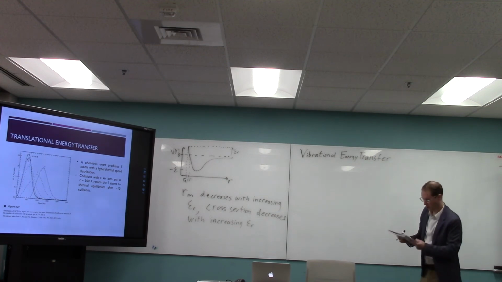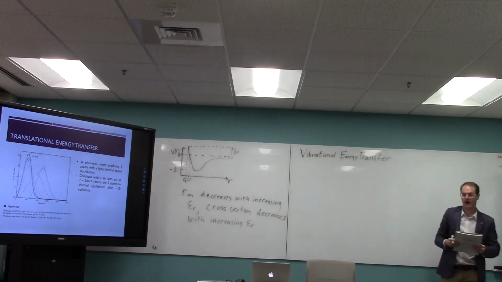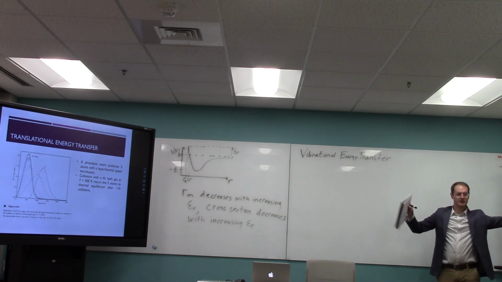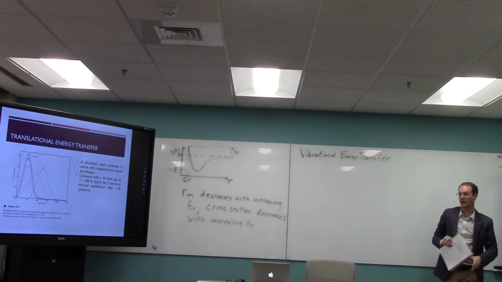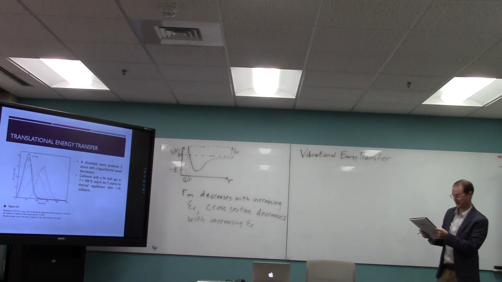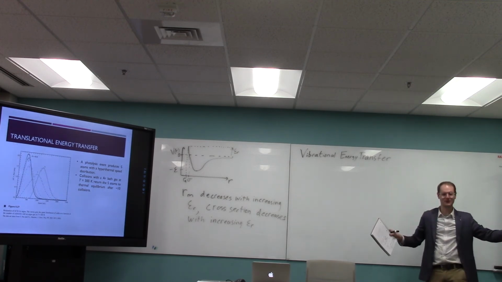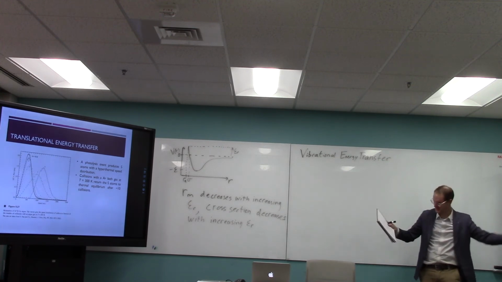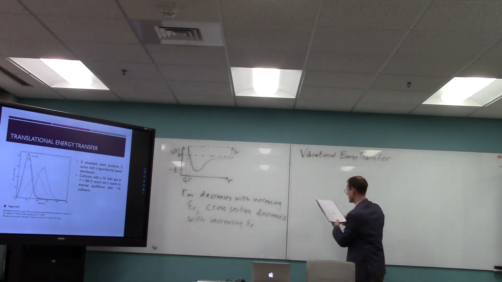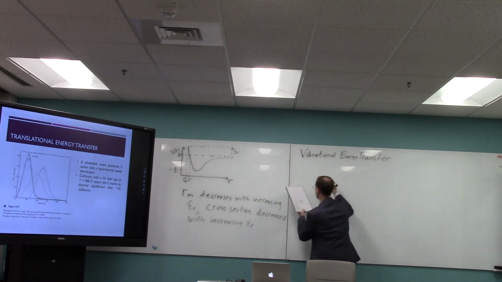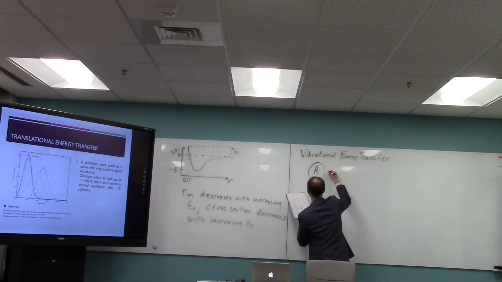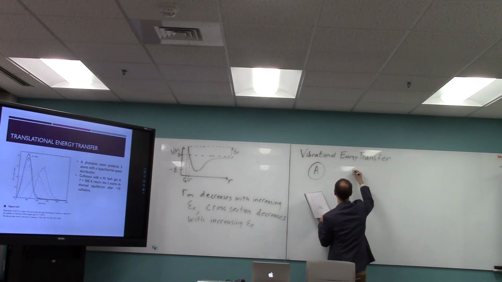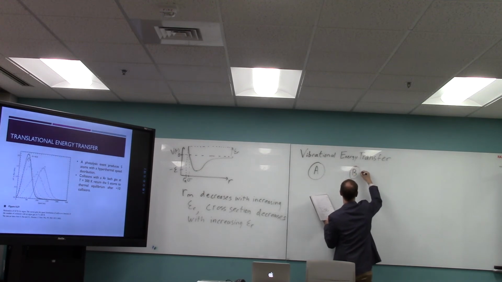Okay, so we're going to consider the simple case where we have an atom colliding with a diatomic molecule and it excites some vibration of the diatomic molecule. Okay, and just to make it a really simple model so that we can understand the basic ideas, we're going to consider just a linear geometry where we have some atom A, and it's in a linear geometry with some molecule BC.